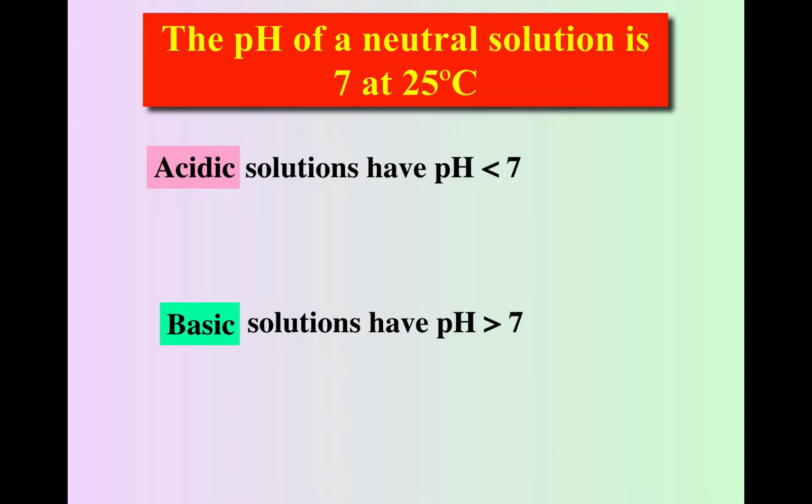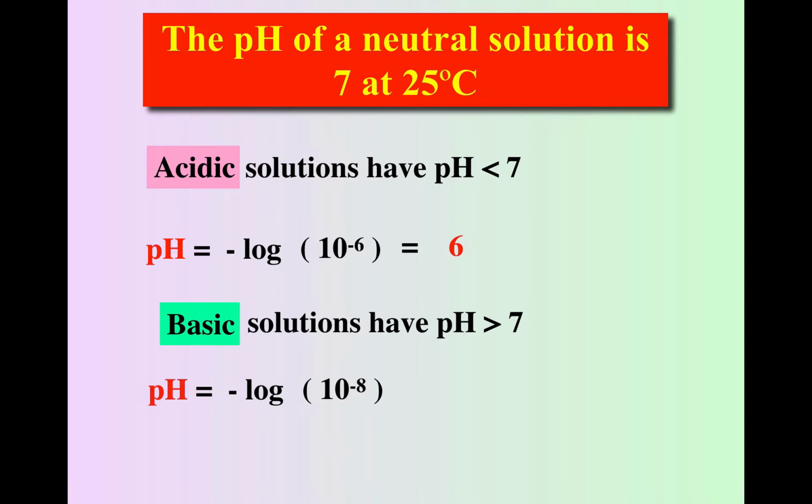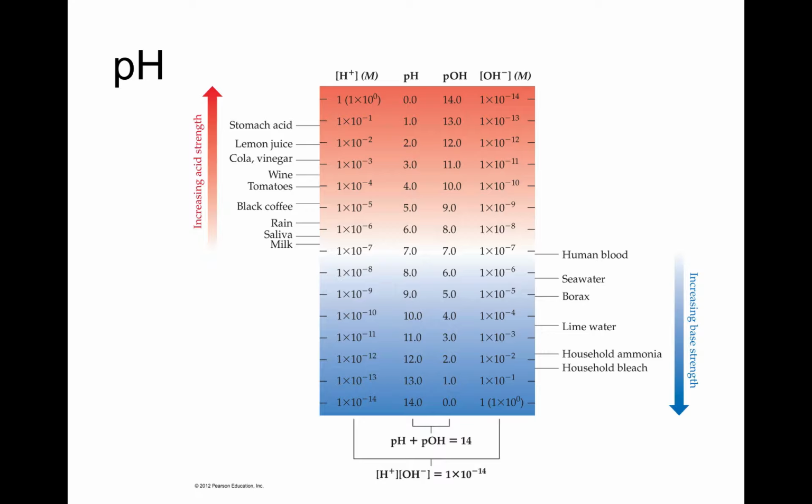it's just a way of turning an exponent into a number that we can look at, right? So when I take the negative log of 10 to the negative 6, that's 6. So it's an H plus concentration higher than 10 to the negative 7. If I have an H plus concentration lower than 10 to the negative 7, taking the negative log of it would have a pH higher than 7. So high H plus concentration, low pH.